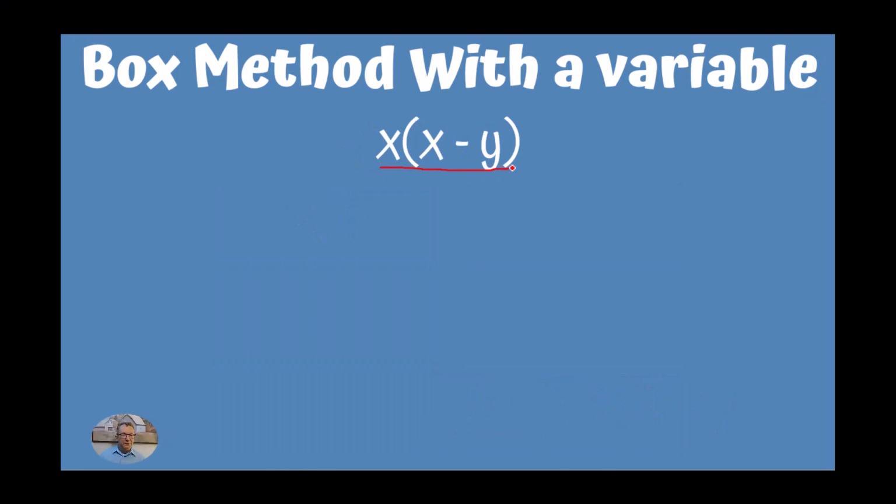Oh, what about this one? This is kind of fun. We got variables all the way through it. Is that going to change the rules? No, it's not. That's right. So the first box, what do you think you should have?